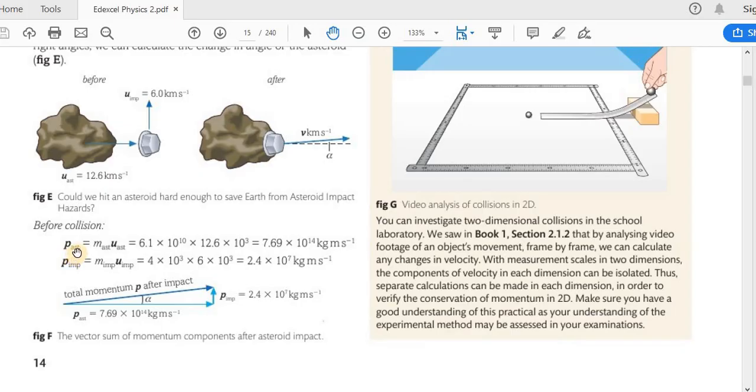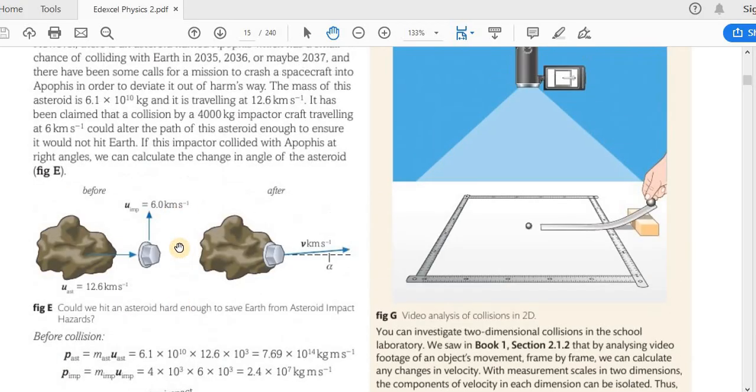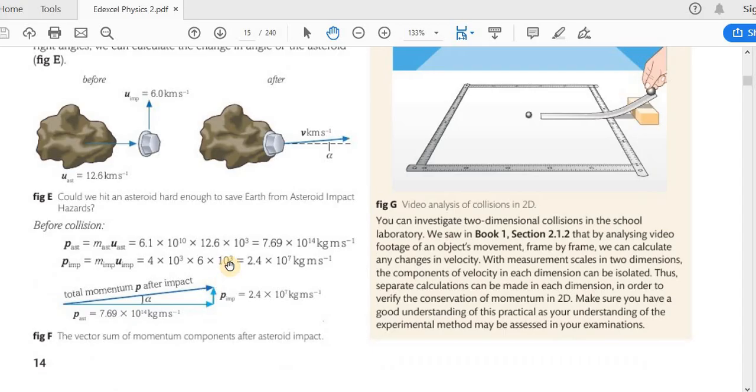So momentum of asteroid, here we have momentum of impactor craft, that is mass times the velocity, initial momentum, that is before collision. The mass is 6.1 into 10 to the power 10, and the velocity is 12.6 into 10 to the power 3 meters per second, because this is in kilometers. So you get the momentum of the asteroid before the collision, and this is in the horizontal direction, as you can see in the diagram.